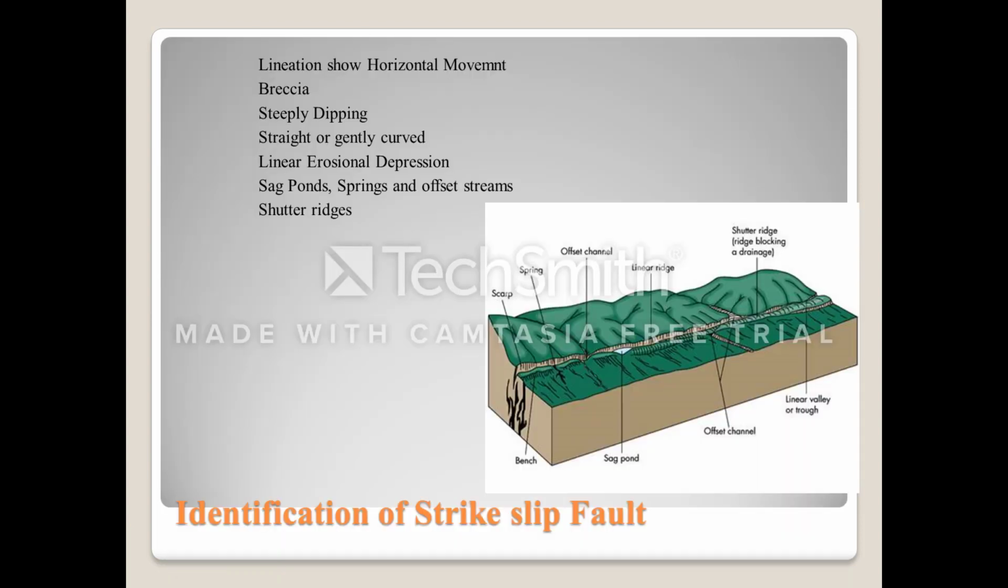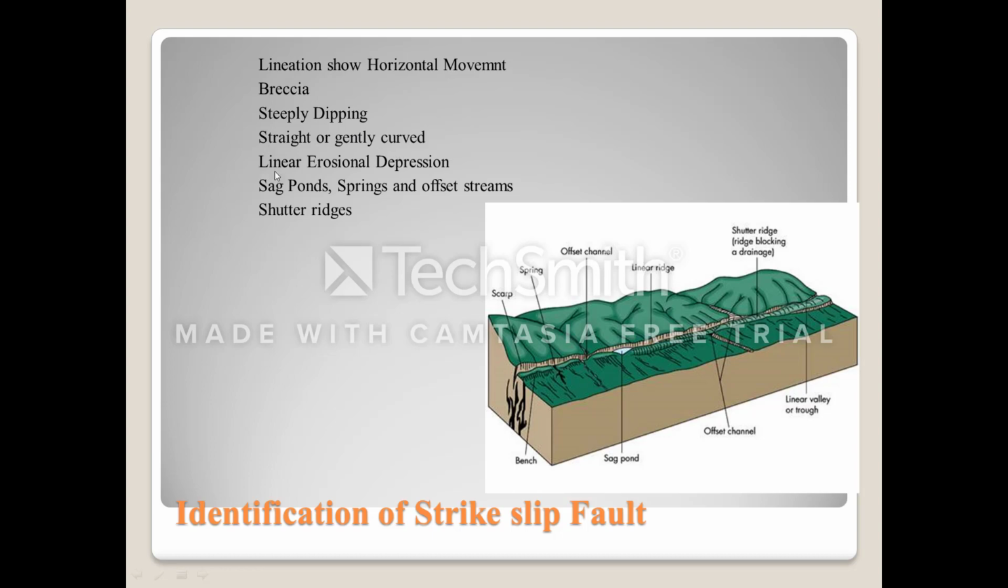Okay, then identification of strike slip faults. In strike slip faults we can identify them based on the following criteria. In a strike slip fault, lineation always shows the horizontal movement. Obviously breccia and gouge type of material we will get, because these are shallow depth structures. Strike slip faults occur within 15 kilometers depth in the crust. That's why these are steep in nature, steep and mostly linear. Then steeply dipping is another characteristic.